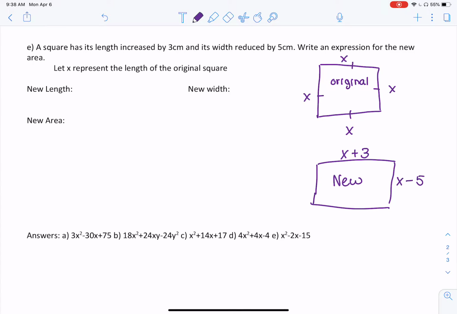So we're going to take those new dimensions and write them over here. So my new length is whatever the old one was, plus 3. My new width is whatever the old one was, minus 5. So now we can plug all of this into our area formula. So my area is length times width. So my length is x plus 3, and my width is x minus 5. And now I'm going to multiply those brackets.